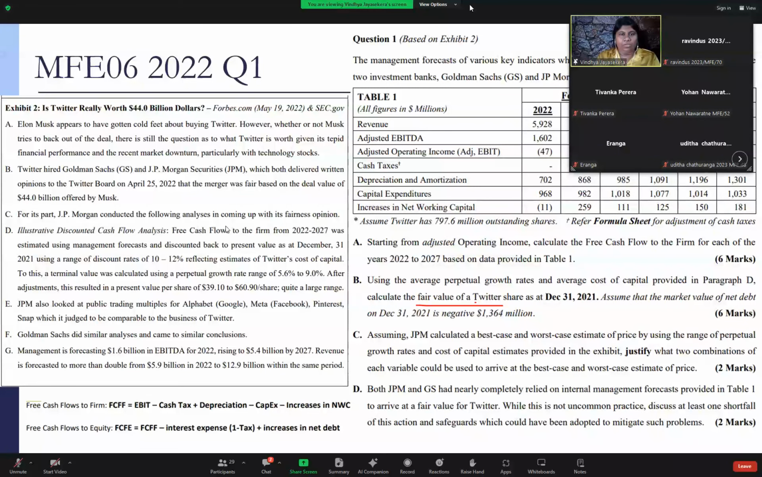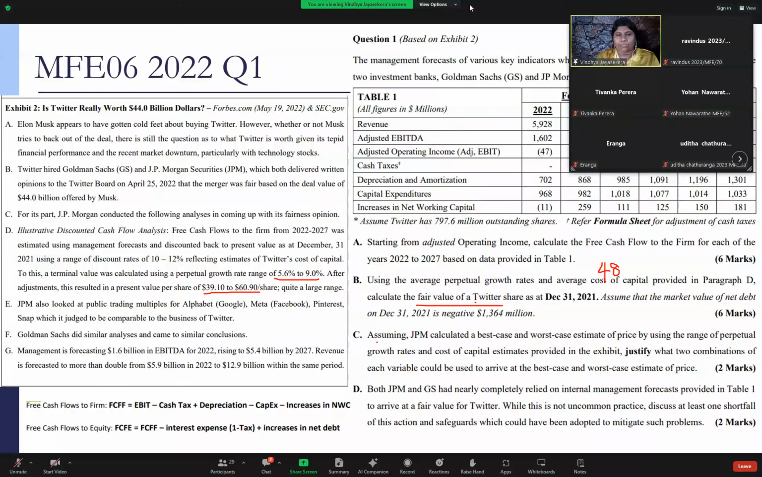Here in the case study, it said they conducted the following analysis, using different discount rates ranging from 10 to 12% and different growth rates ranging from 5.6 to 9%. They got a present value per share between $39 to $60. So we got $48, which is between $39 and $60. That's fine.